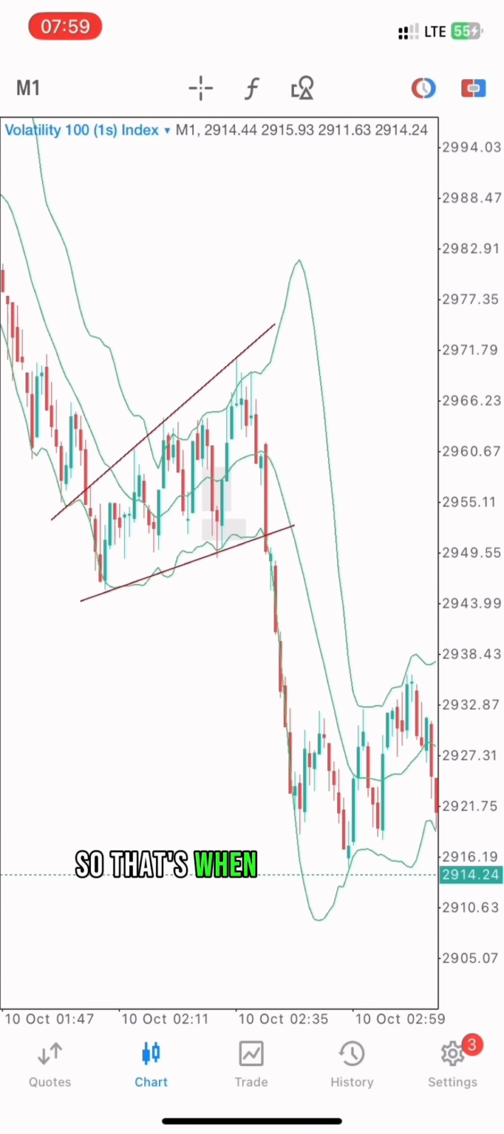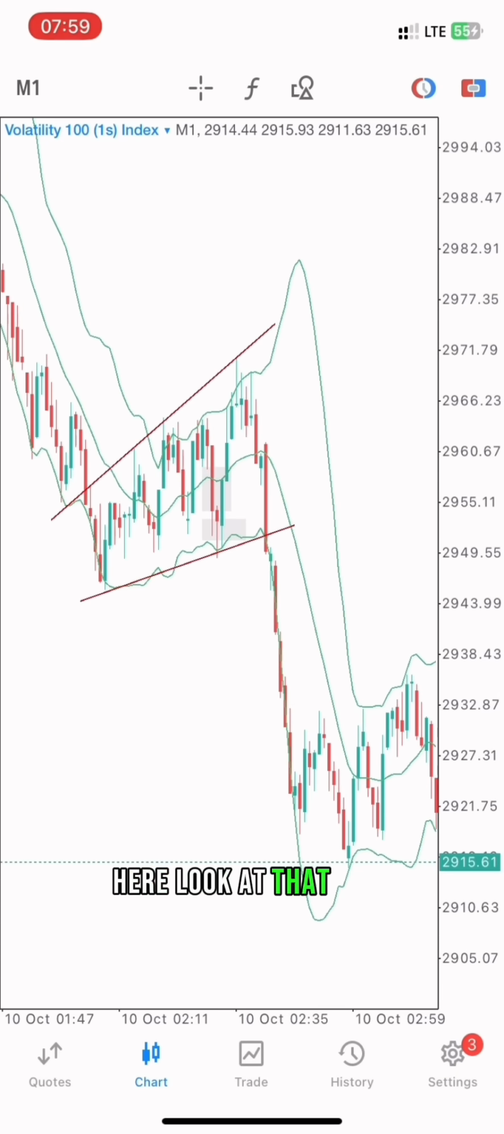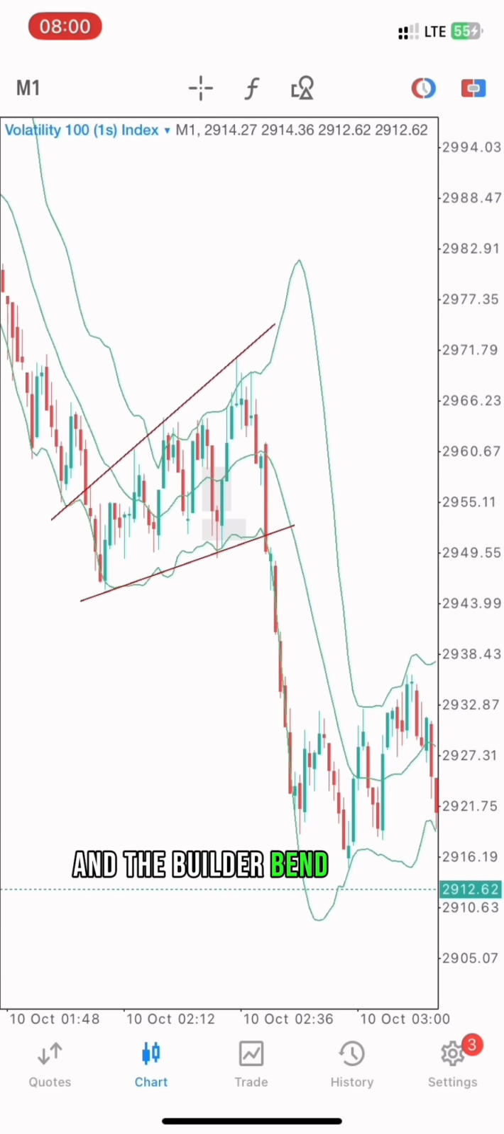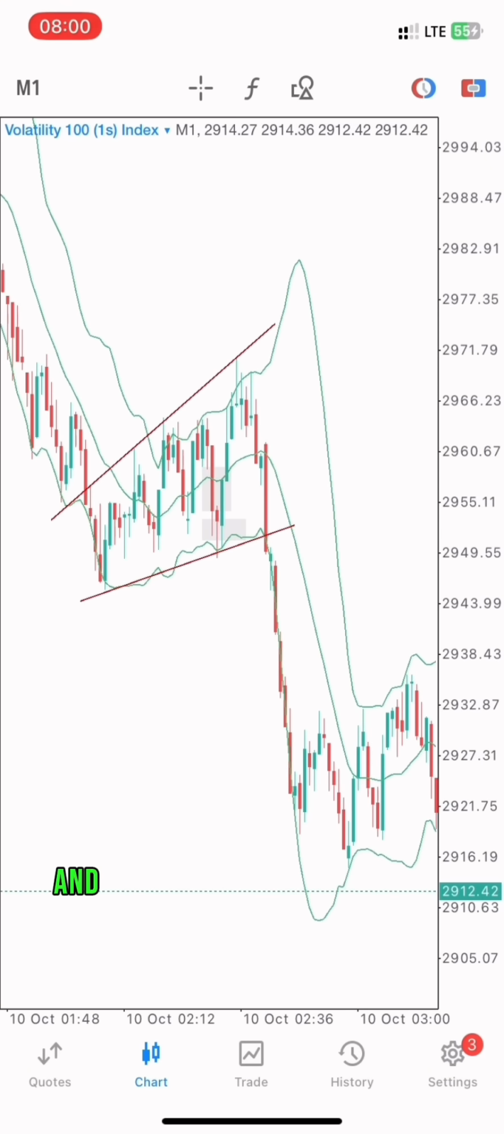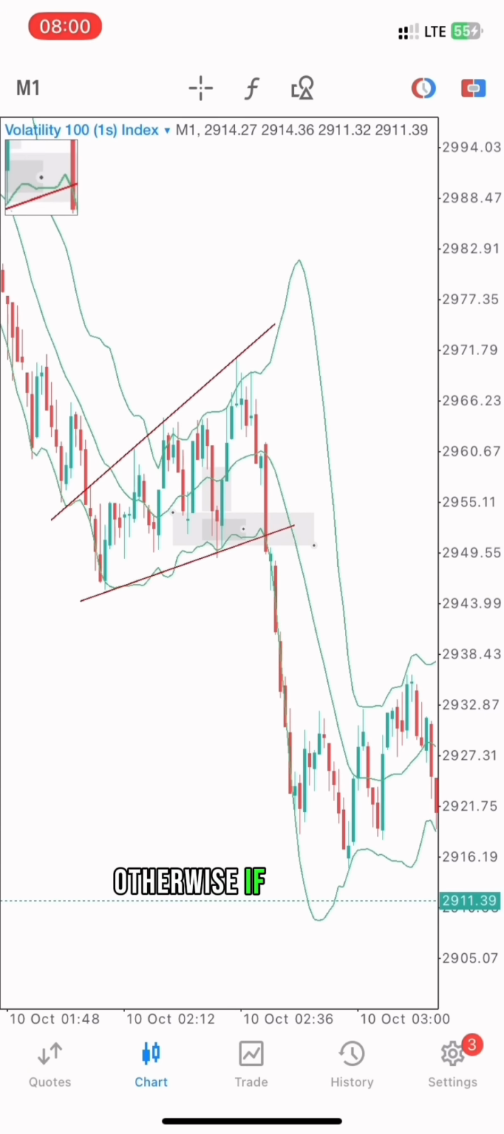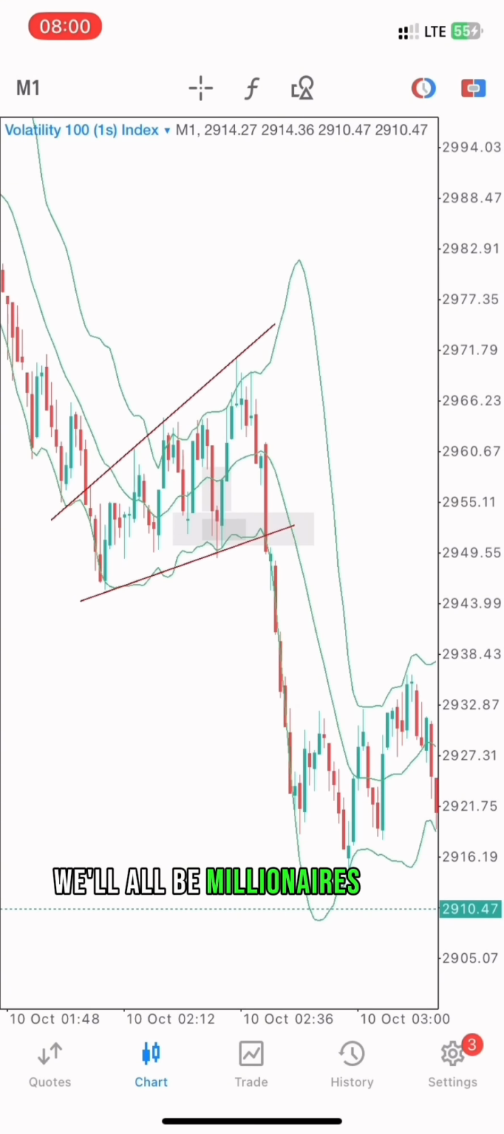So that's when the Bollinger Band will come in contact here. Look at that part on top. When it touched the Bollinger Band, that's when it started to go up. It touched the trend line and the top Bollinger Band, and then it just started to drop. So the Bollinger Bands can kind of help you to know that it is time to sell, because it is the top Bollinger Band. You don't just use the Bollinger Band on its own. Otherwise, if it worked, we would all be millionaires by now. That's why it doesn't work.